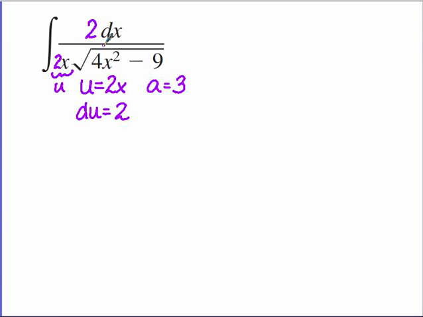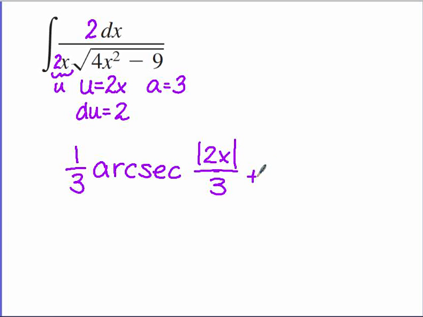I've added the number 1. I've added nothing because I've added a 2 here and a 2 here, so I don't need to adjust anything outside. Okay? And so the integration rule is just 1 over a, so in this case 1 over 3 arc secant of the absolute value of 2x, over 3 plus c. And there you go.